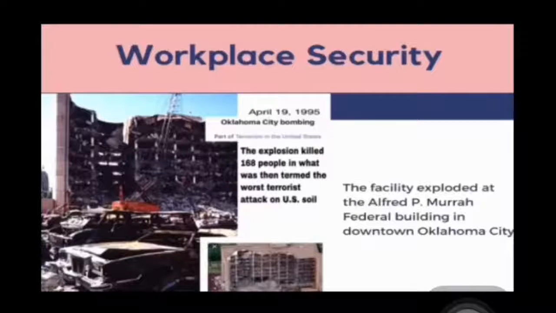Next is Oklahoma City. A bomb exploded at the Alfred P. Murrah Federal Building in downtown Oklahoma City in April 1995. The Oklahoma City bombing was a terrorist act in the United States, just like the September 11 attacks. The explosion killed 168 people in what was determined the worst terrorist attack on U.S. soil.